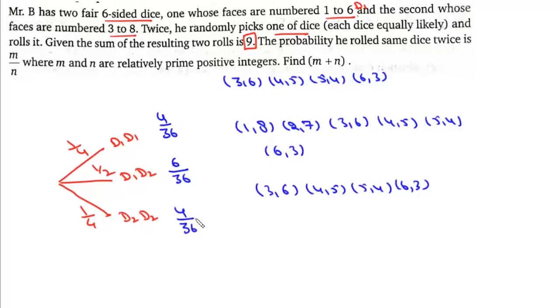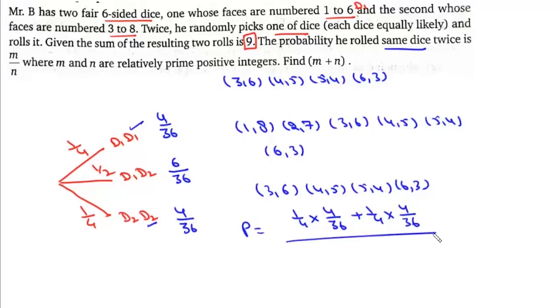Now we need to find the probability that he rolled the same dice twice. So that means either this case or this case. Now it's a Bayes theorem question. So this probability will be 1 by 4 into 4 by 36 plus 1 by 4 into 4 by 36, divided by 1 by 4 into 4 by 36 plus 1 by 4 into 4 by 36 plus 1 by 2 into 6 by 36. Now this 4 will cancel.